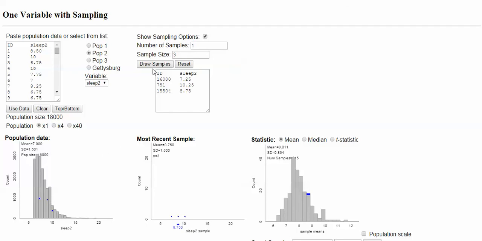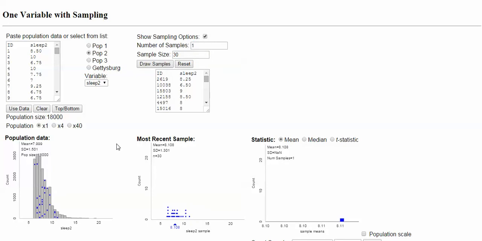But what if I raised my sample size to 30? So I take a sample of 30, I get 30 selected people, and it calculates the mean of those 30 and plots the sample mean. Takes another 30 and calculates the mean of the new sample of 30 people. And it does it over and over. And we're just plotting all of our sample means in here.